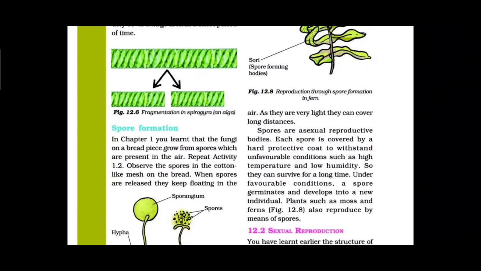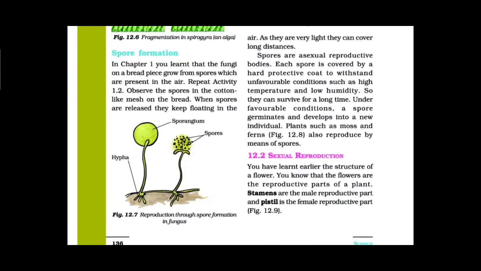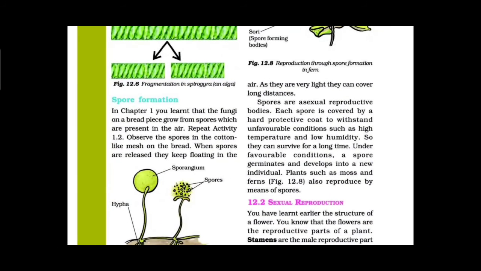See the picture. There is the reproduction, spore formation in fungus. Okay. Then, spores for asexual reproduction. Each spore is covered by a hard protective coat to withstand unfavorable conditions such as high temperature and low humidity. They can survive for a long time, and under favorable conditions the spore germinates and develops into new individuals.